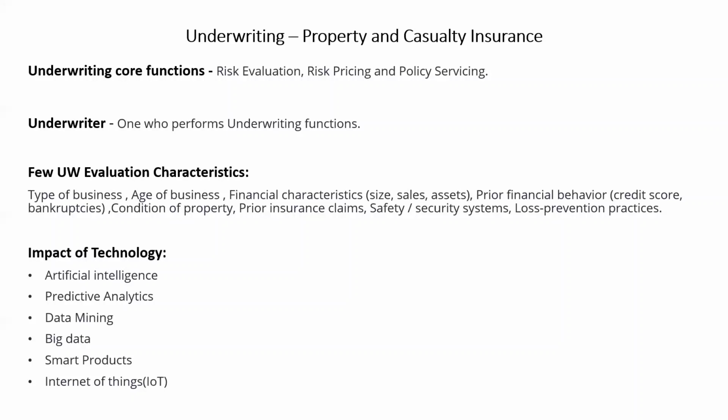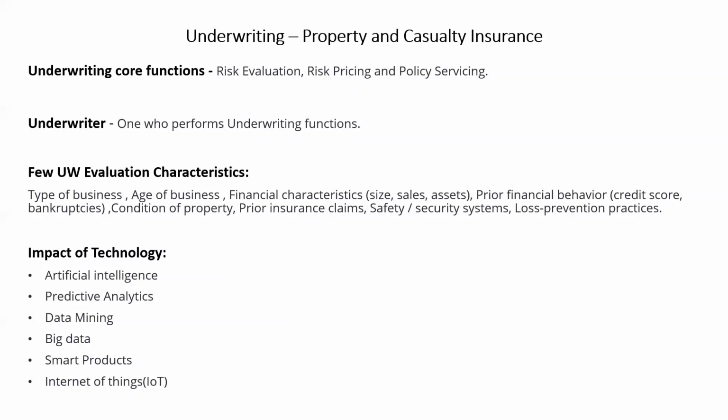Today I'm going to take a training on the underwriting process in property and casualty insurance. Basically, underwriting has three core functions. One is risk evaluation, the second one is risk pricing, the third one is policy servicing. During the risk evaluation, the underwriting team evaluates the applications received from the customers or the brokers and determines if we need to accept this risk or not.